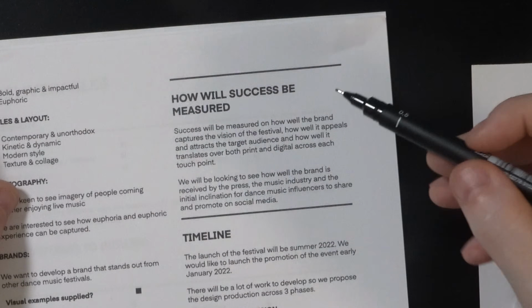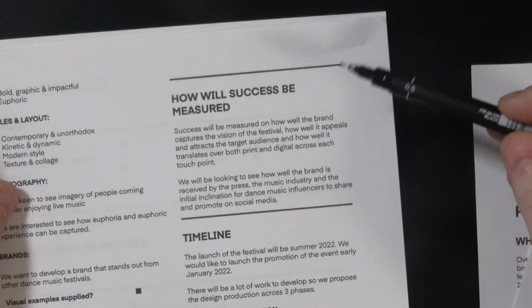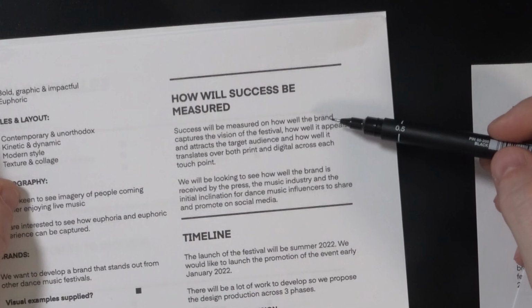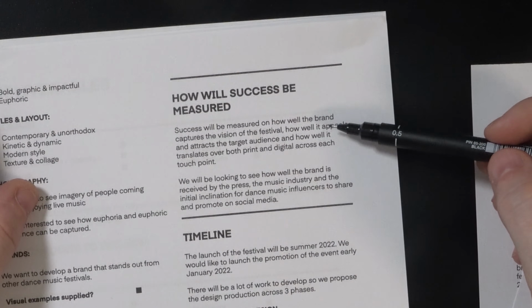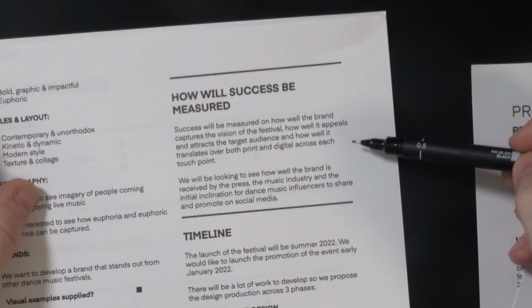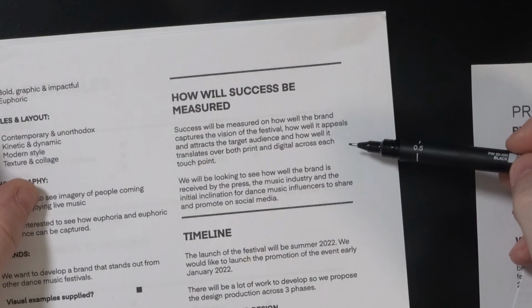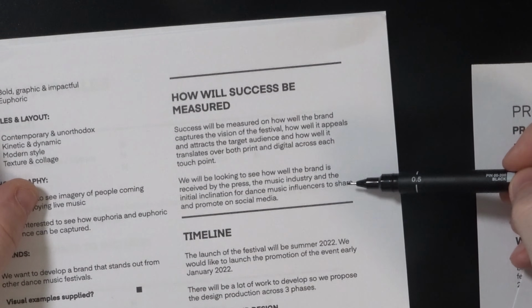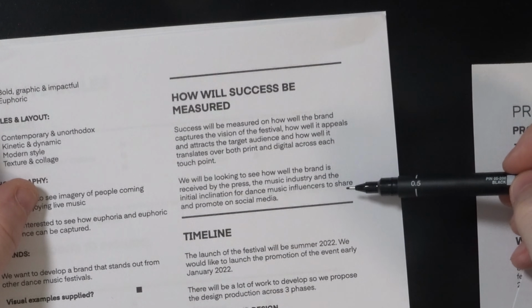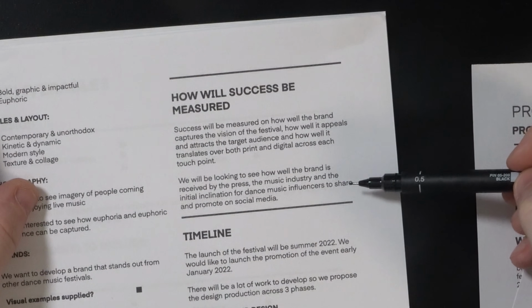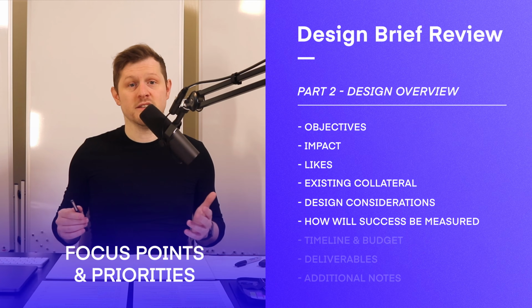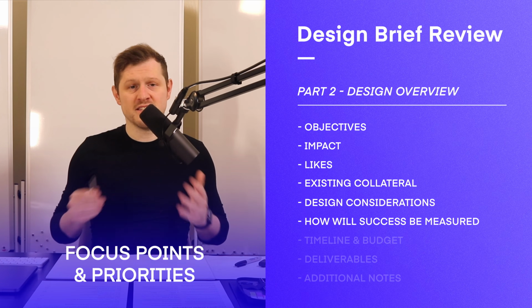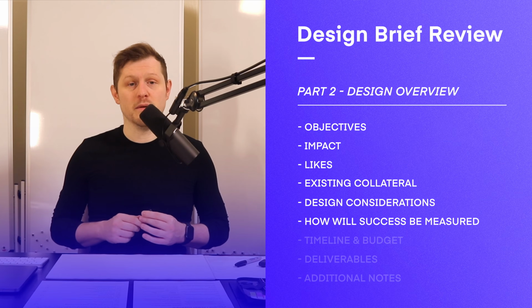Next we have how will success be measured, which reads, success will be measured on how well the brand captures the vision of the festival, how well it appeals and attracts the target audience, and how well it translates over both print and digital across each touchpoint. We will be looking to see how well the brand is received by the press, the music industry, and the initial inclination for dance music influencers to share and promote on social media. Here we can understand any focus points, priorities, or areas the project will need to be particularly strong in, which a designer can keep in mind.